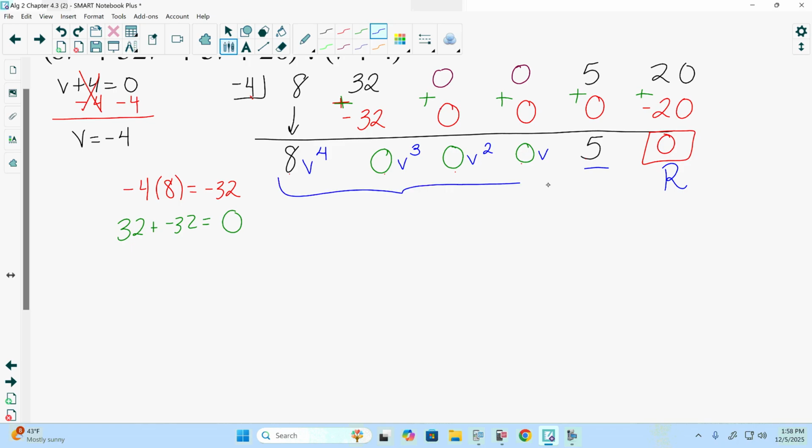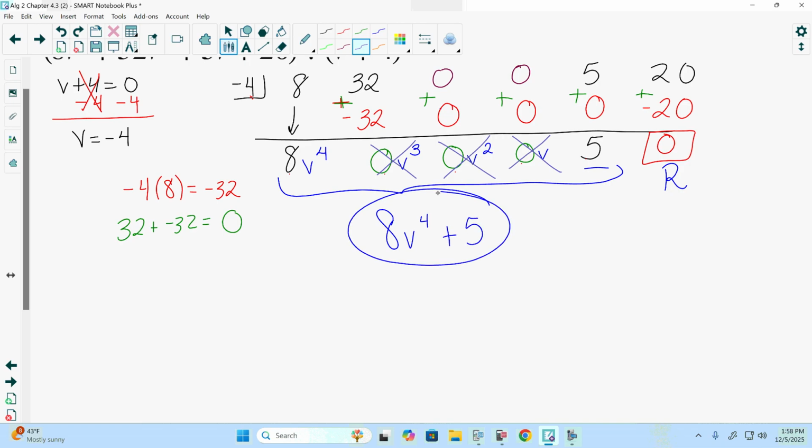So if we want to rewrite this answer, our first term is going to be 8v to the fourth. Realistically, what is 0v cubed? 0, yes? Do we have any reason to rewrite it as 0v cubed? No. How about 0v squared? No. So really the next term that we have is our plus 5. So the solution for this here is 8v to the fourth plus 5. And that's it.